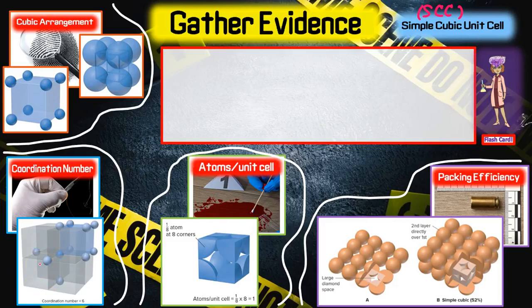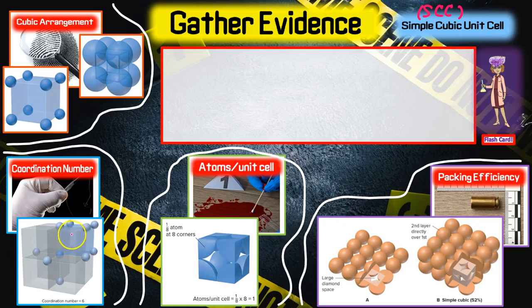Welcome to crime scene number 1, where we join Dr. Amethyst in gathering evidence about the simple cubic unit cell, or SCC. All the evidence here comes from X-ray diffraction data and mathematical equations.